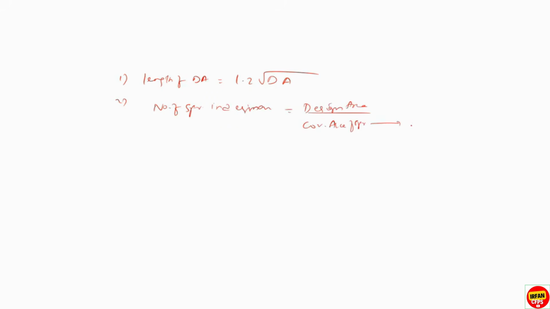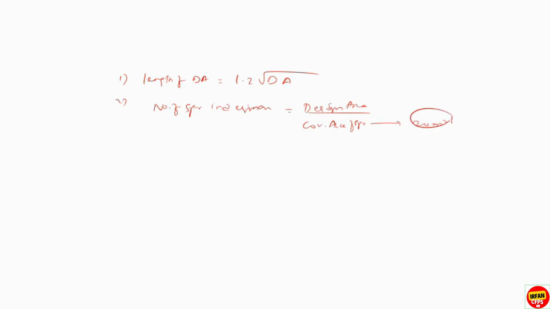So you know the formula: length of the design area is equal to 1.2 root into design area. The formula for number of sprinklers in design area is equal to design area divided by coverage area of sprinkler.